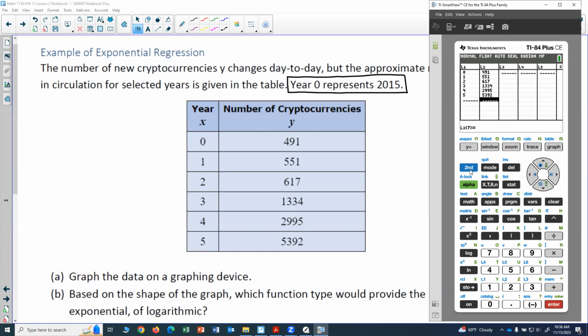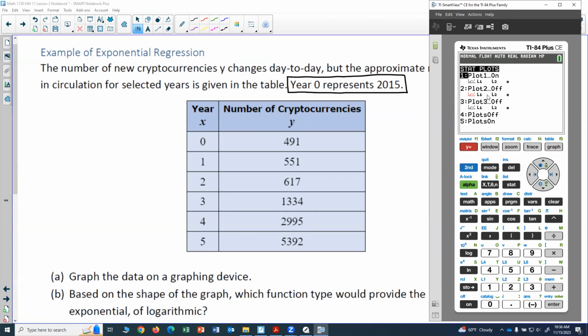And now I'll go back to my home screen. So I'm not trying to get the equation yet. I'm trying to graph the data. So I'll go ahead and go to my stat plot. So I'll go second and then Y equals. I already have my plot on.